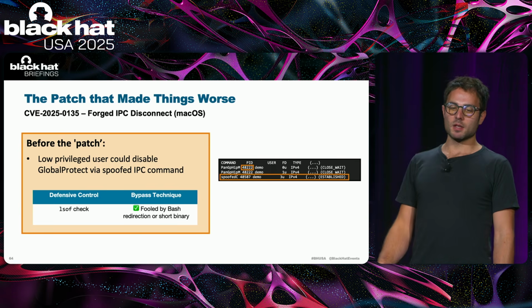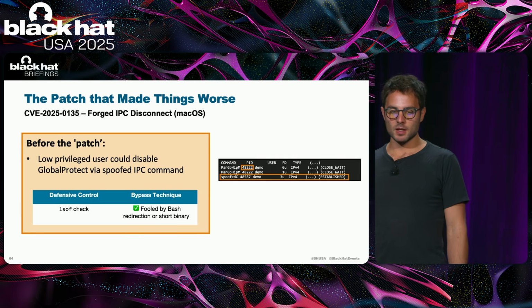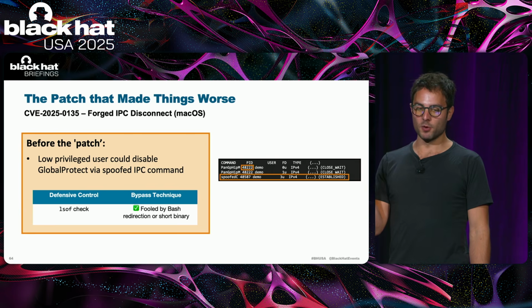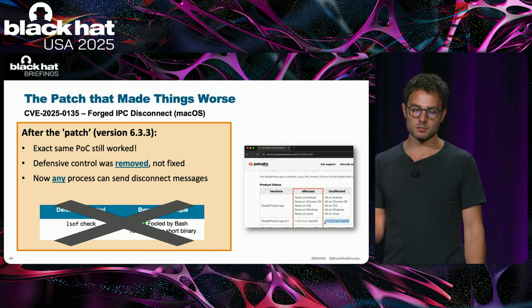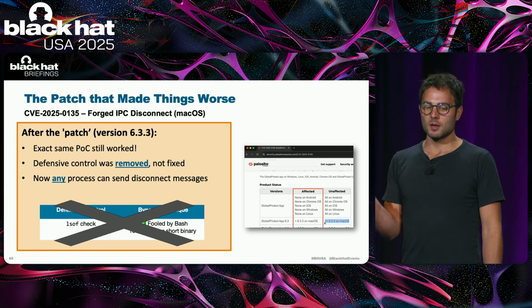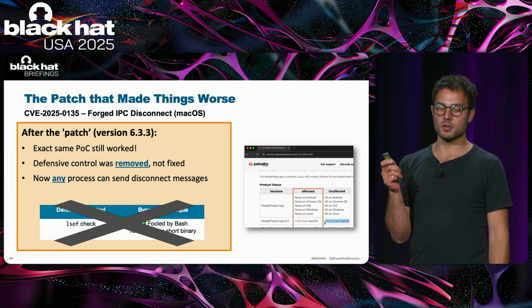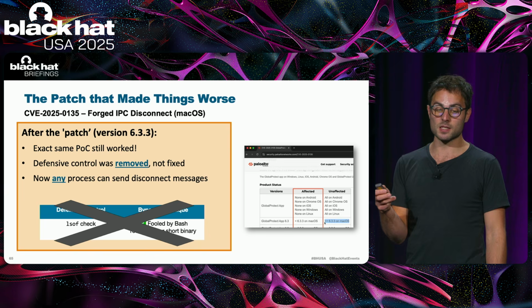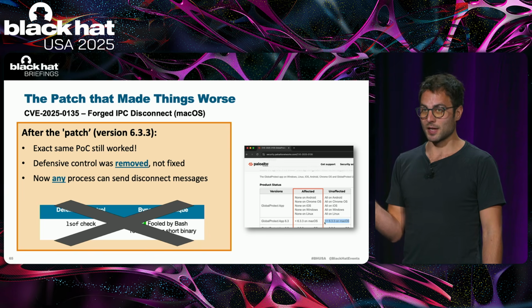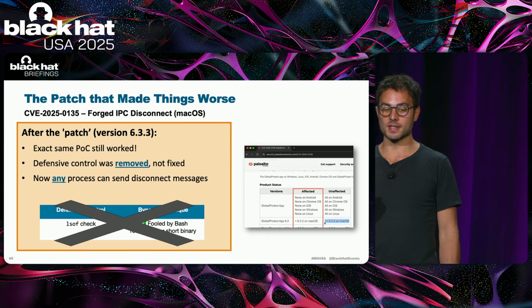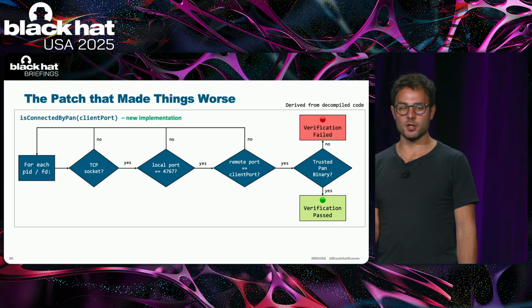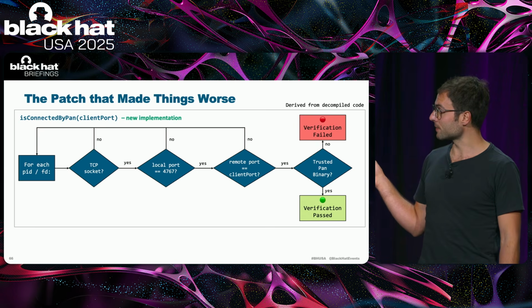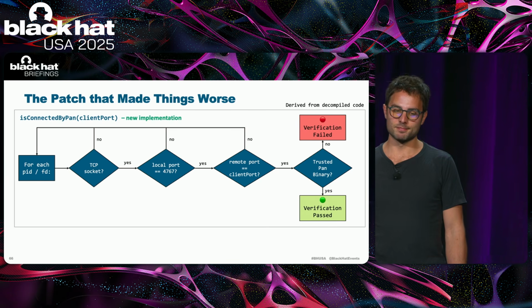OK, I said that these patches didn't all initially work. There was one where, let me remind you, before the patch, we had to bypass this LSRF check. After the patch, exactly the same POC, which we included in the report, worked. But it turned out the defensive control wasn't fixed, it was removed. Now any process could send a disconnect message. We were interested in why that was the case, so we looked at the new implementation. This is the flowchart representation of it. There's something a bit awry here.